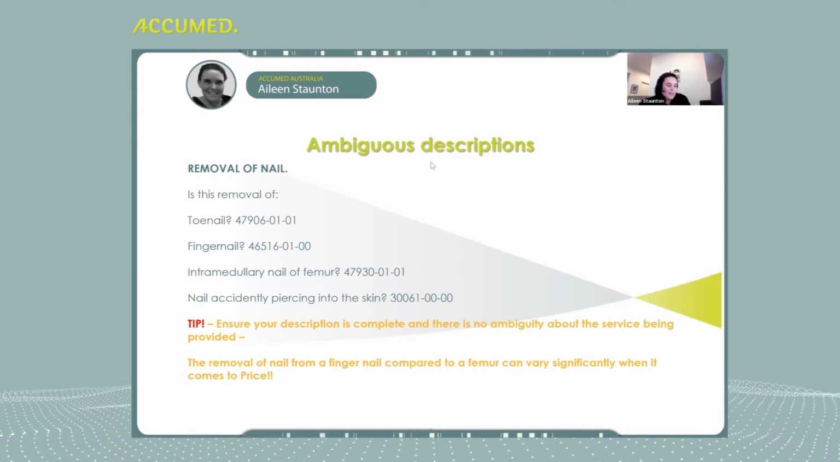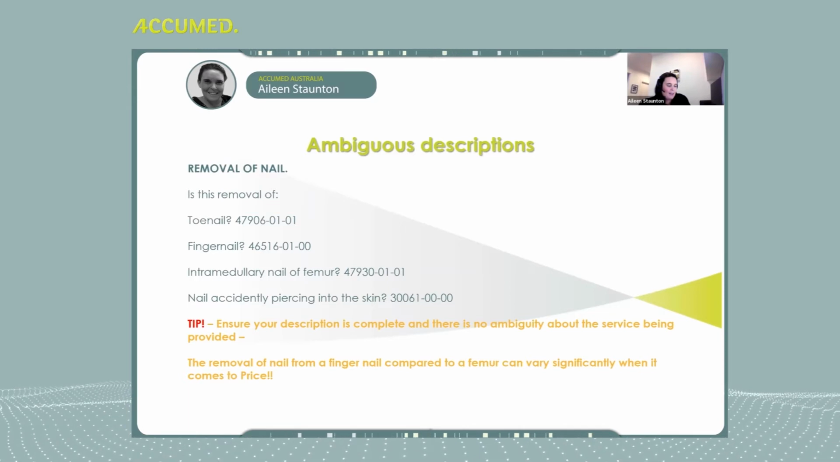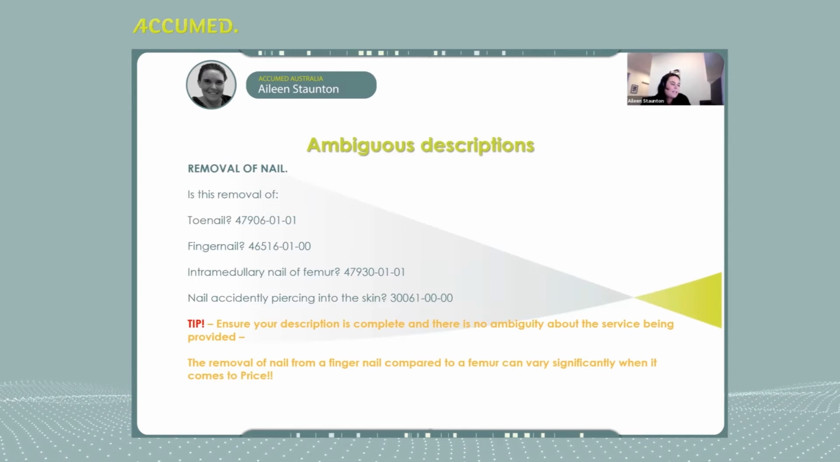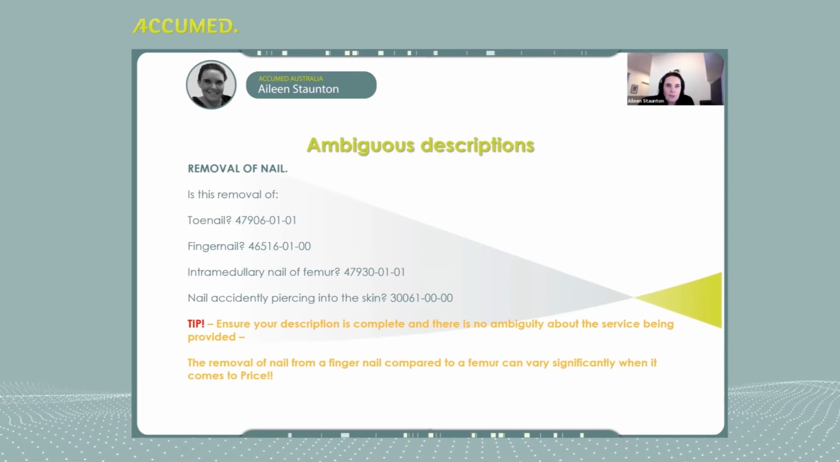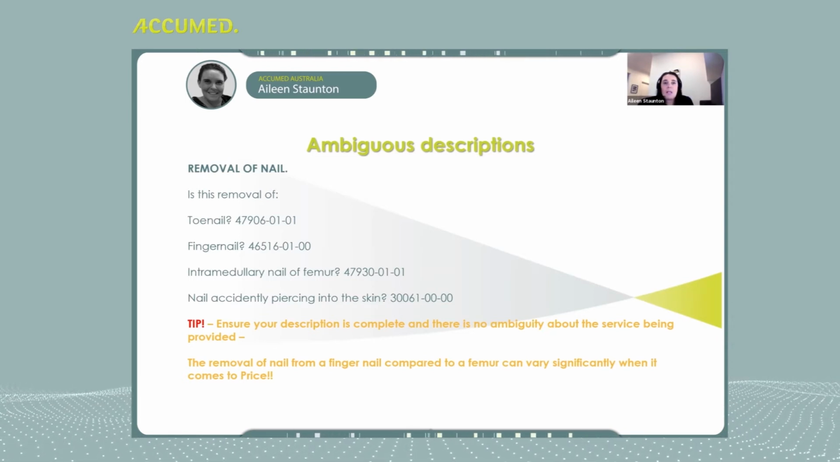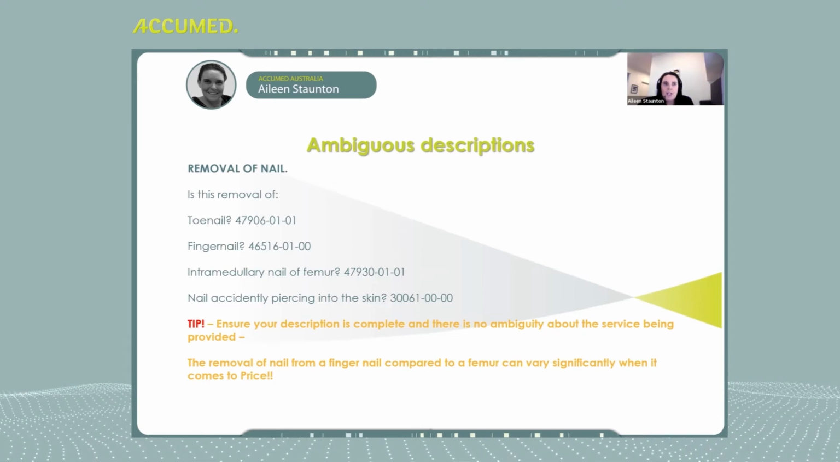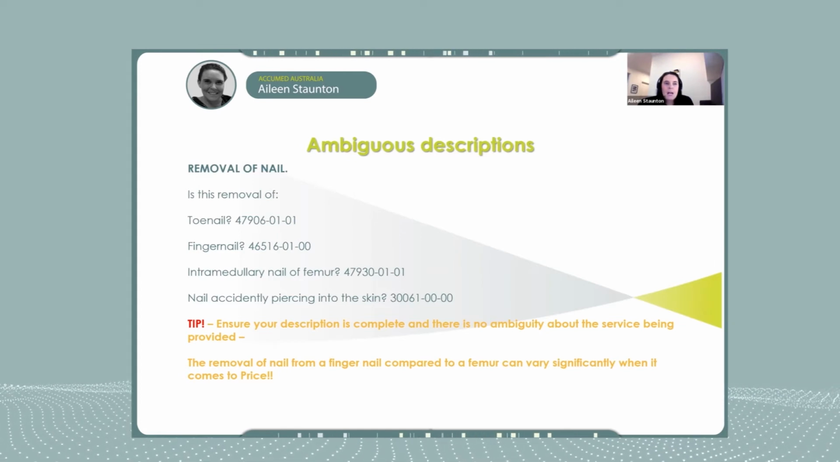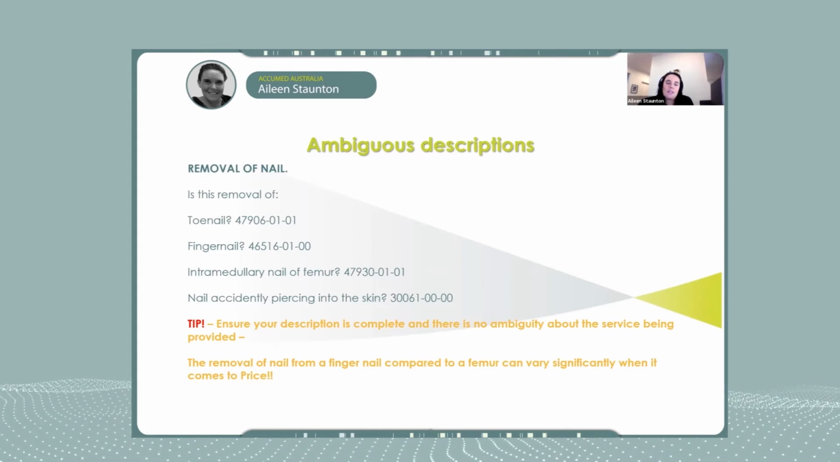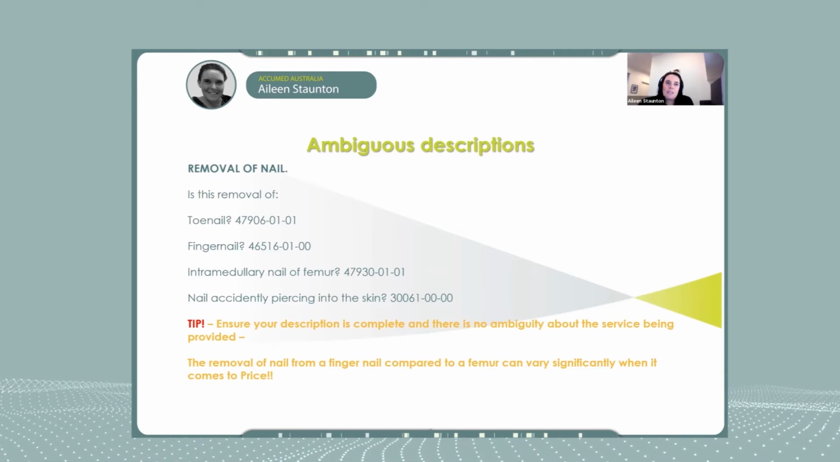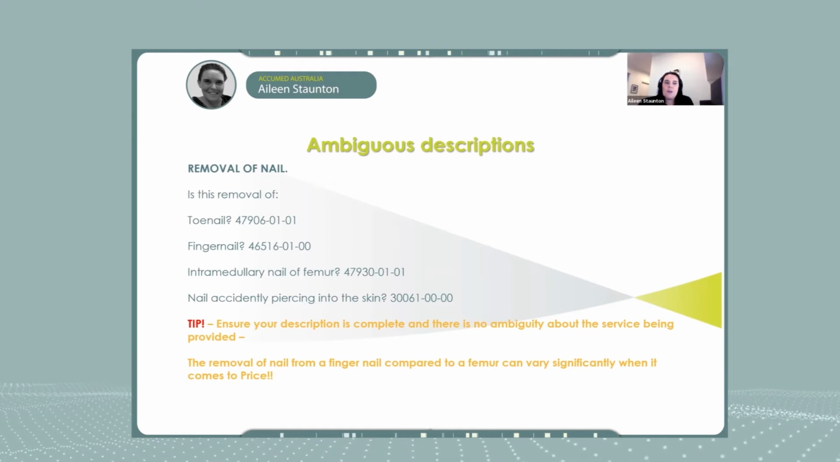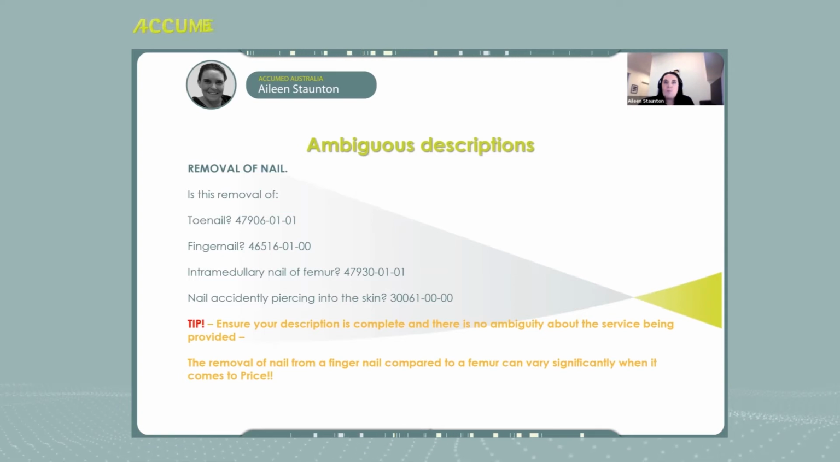The next point is ambiguous descriptions. If you've got coders that have already started this process, or if you're engaging a company or somebody to help you with it, and this goes back to the previous slide, you need to be very clear about the description. Quite often we come across ambiguous descriptions such as removal of nail.